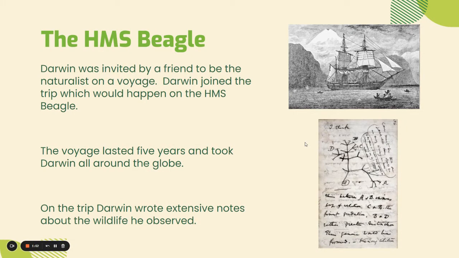After graduation, he was invited by a friend to become the naturalist on a voyage, and so Darwin joined the trip, which would happen on the HMS Beagle. His parents were actually kind of excited about this because they didn't feel like there would be very many job prospects for a geologist or a naturalist, but he got one right away, so way to go, Darwin. The voyage would last 5 years and took Darwin all around the globe. On the trip, Darwin would write extensive notes about the wildlife he observed. This is an actual picture of some of his notes from the trip, and this is a picture of the HMS Beagle in South America.